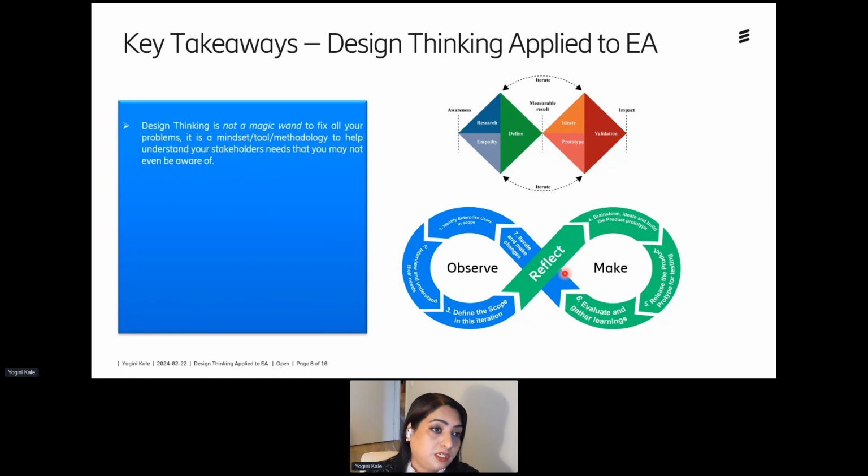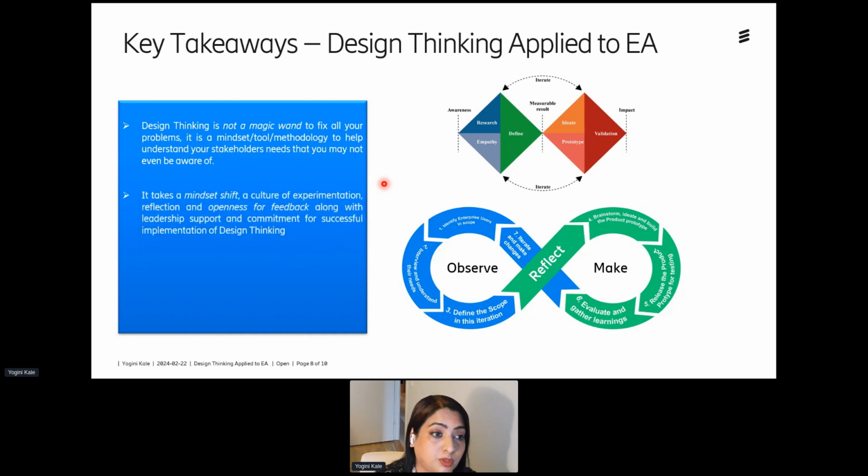Some important key takeaways from the session today are that it's very important to understand that design thinking is not a magic wand that will fix all your problems. It is a mindset, or you could say a tool or methodology, to help you understand your stakeholder needs, perhaps some of which you were not even aware of. So there are always other factors which are playing. So it's important to understand that it's not something that will fix all your problems.